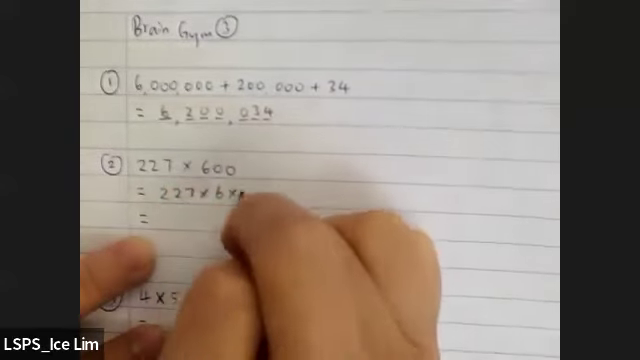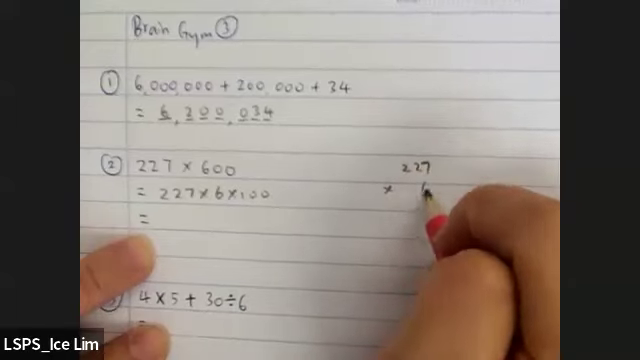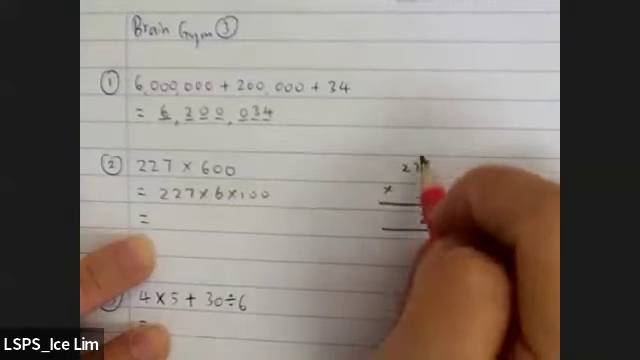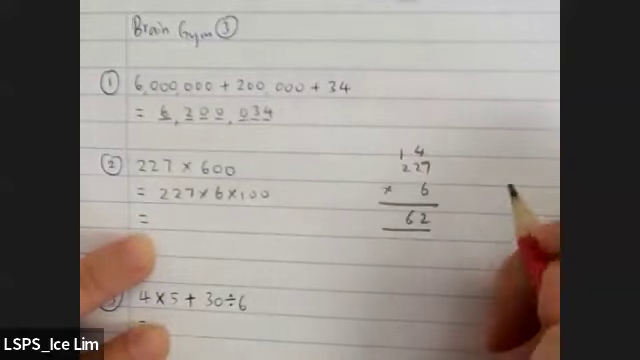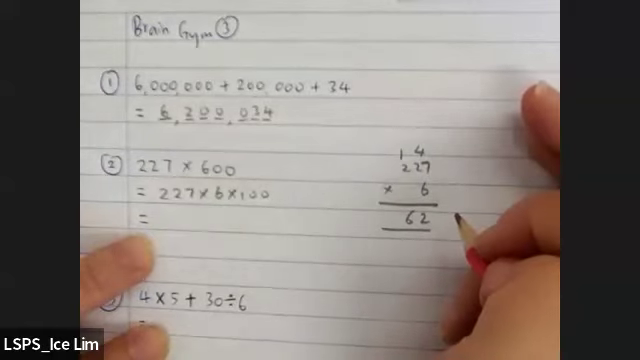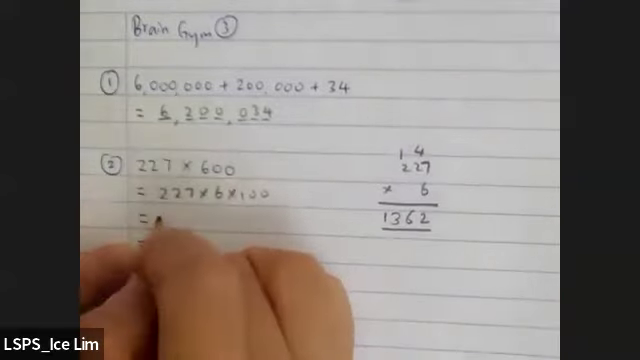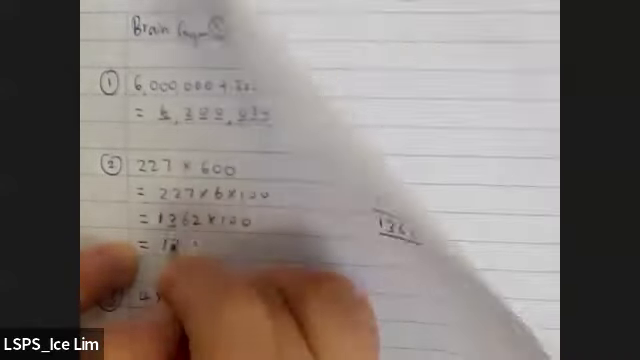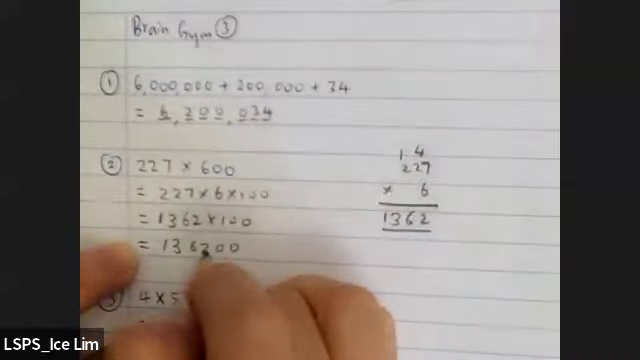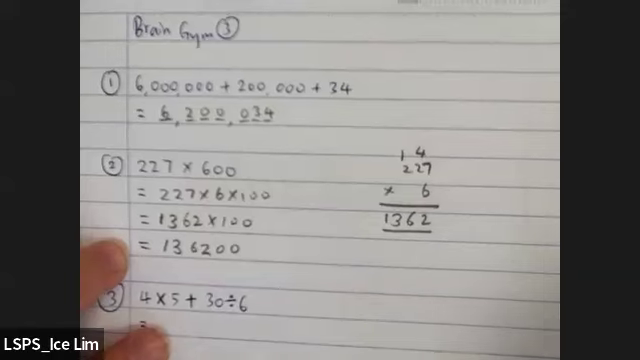227 times 6 times 100. 227 times 6: 7 times 6 is 42. We group 12 by 2 times 6 is 12. 12 plus 4, 16. 1,362 times 100. So I add the hundreds at the back, multiplying, so it becomes 136,200.